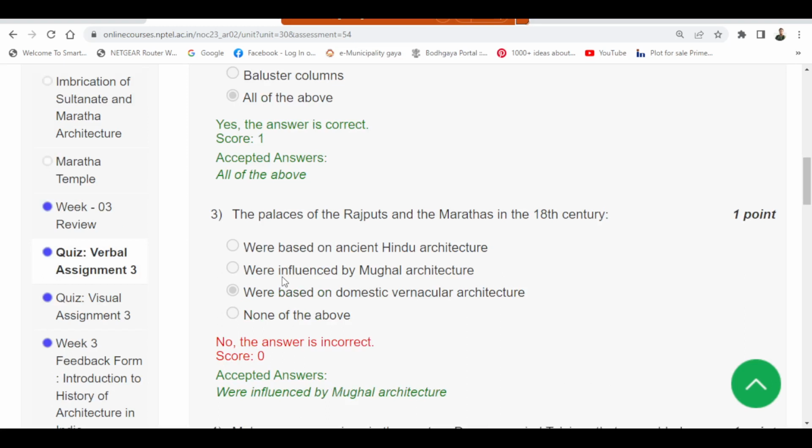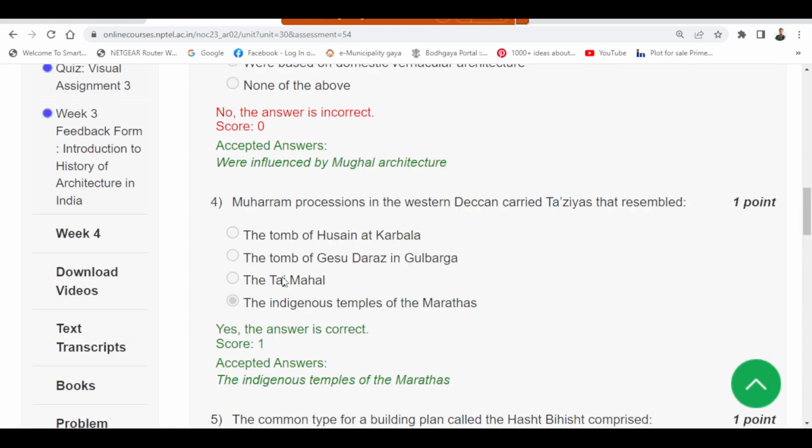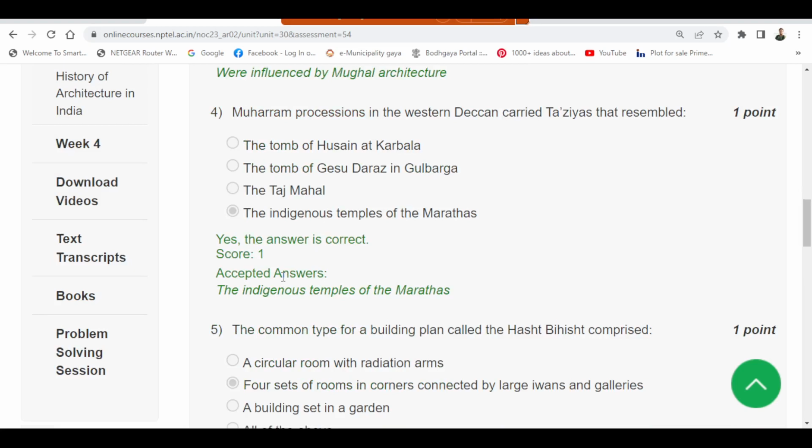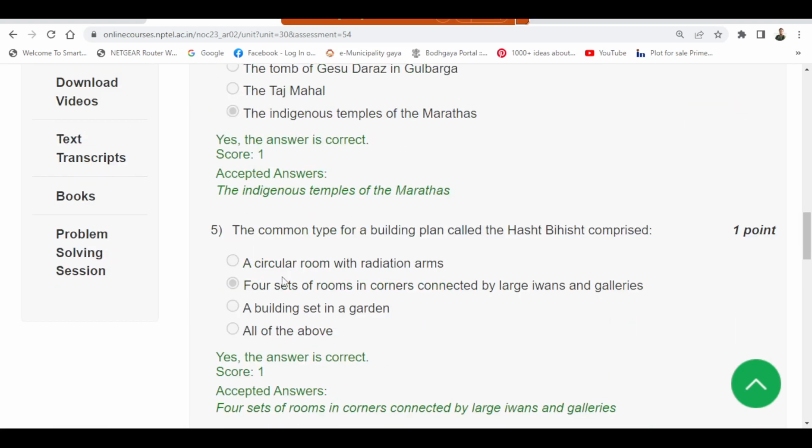The palaces of Rajputs and Marathas in the 18th century were based on Hindu architecture, were influenced by Mughal architecture, were based on domestic vernacular architecture, or none of the above. So the answer is were influenced by Mughal architecture. Muharram processions in the western Deccan, called Tajia, resemble indigenous temples of Marathas. The common type of building plan called Hasht Bihisht comprises 4 sets of rooms in the corners connected by large iwans and galleries.